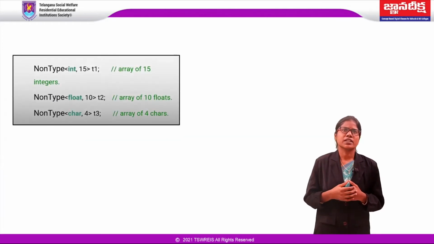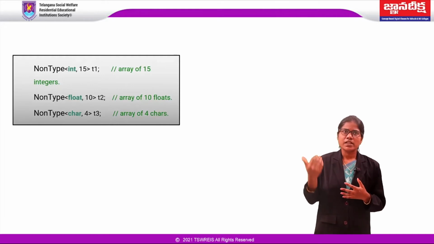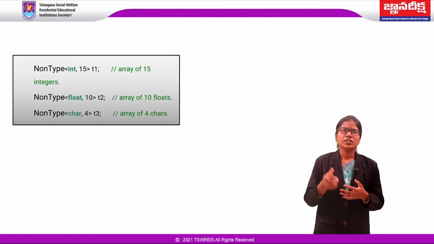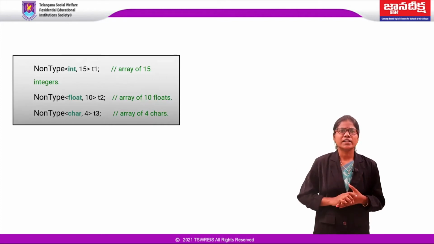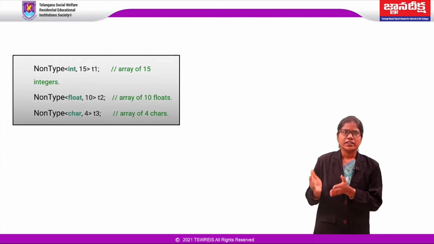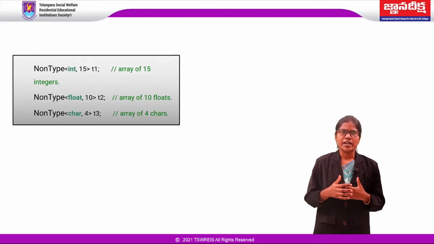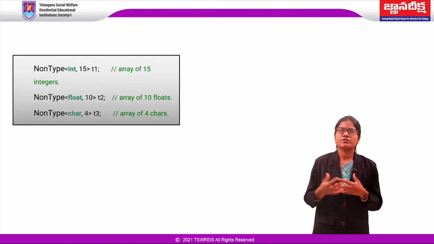Here, arguments are specified when the objects of a class are created. For the previous example class template, we can create an object by providing data type and value. Here, data type is for the template parameter and value is for the non-type argument. Here 15, 10, 4 are non-type arguments, and int, float, char are template arguments. T1, T2, T3 are object names or reference names.